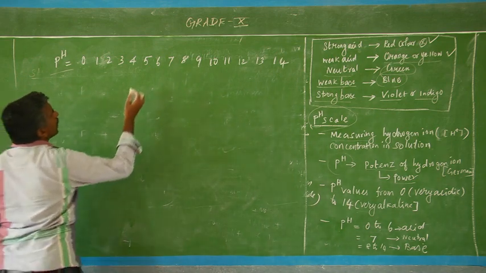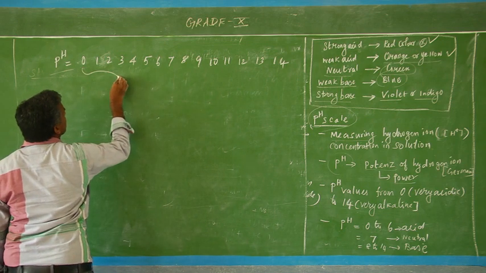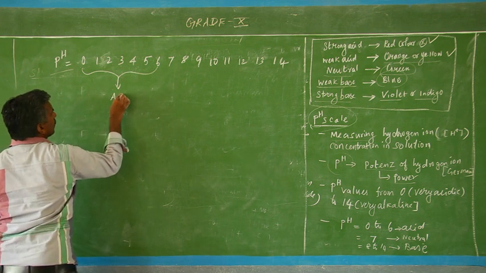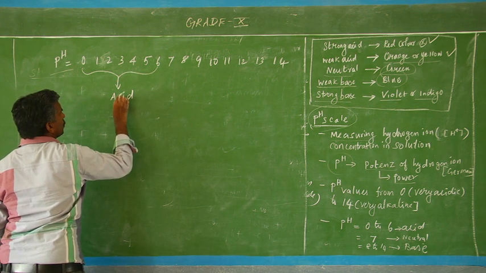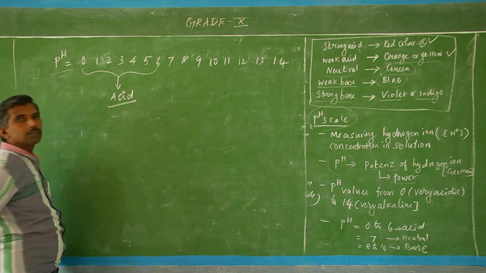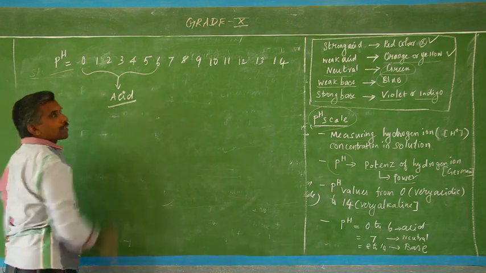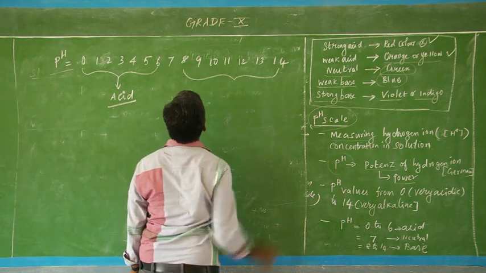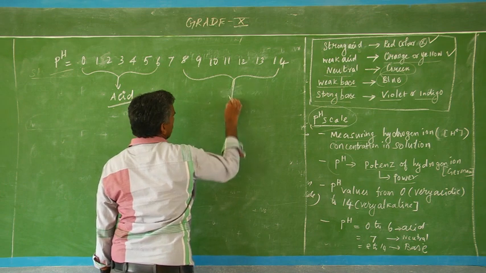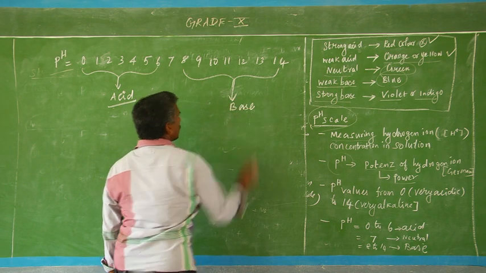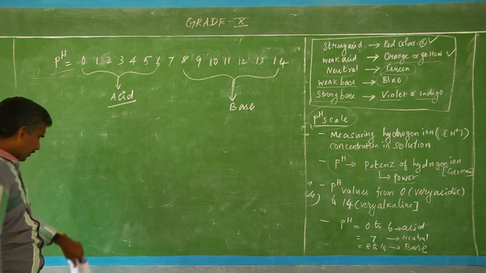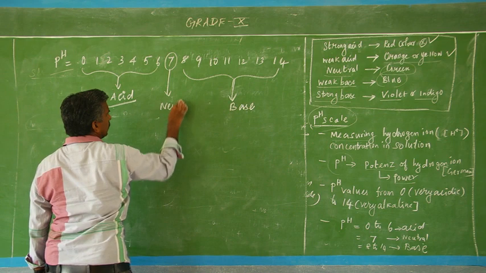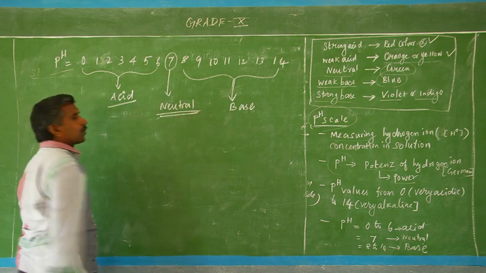Now you see, pH value 0 to 6 is known as acid. pH value 8 to 14 is known as base, and pH value 7 is neutral.